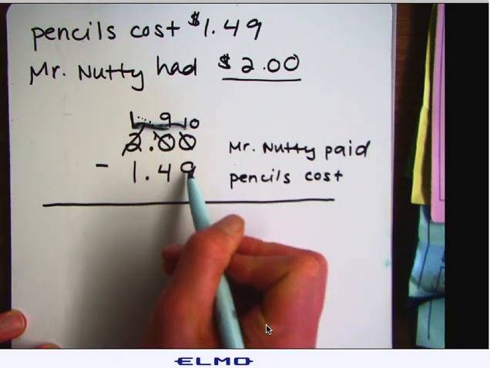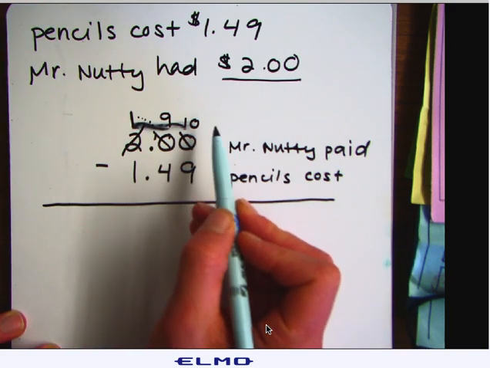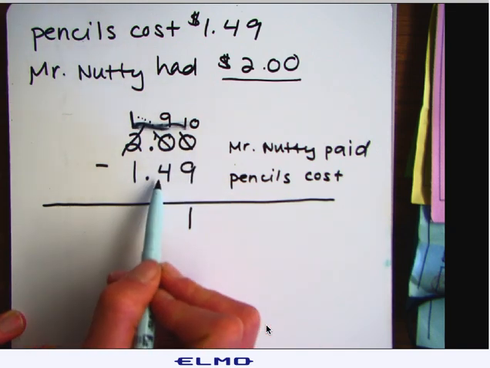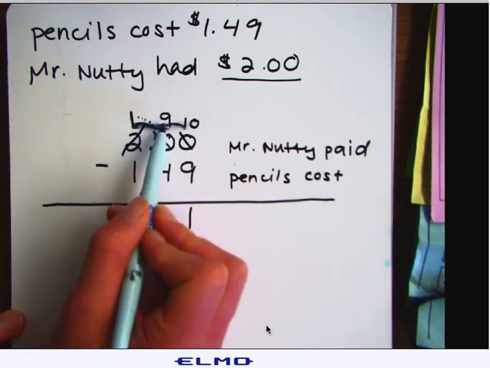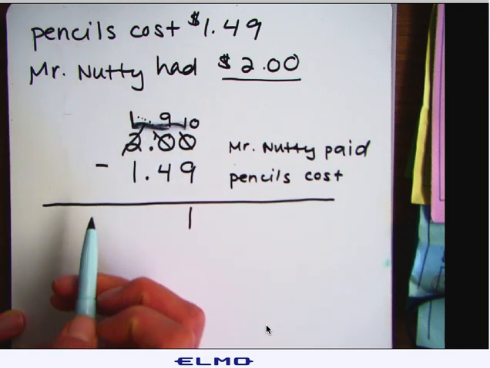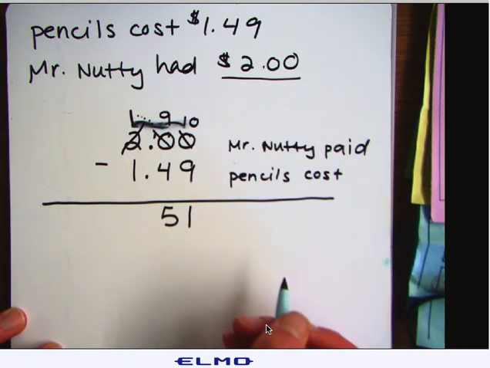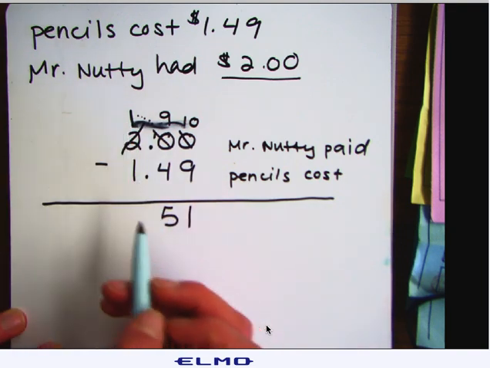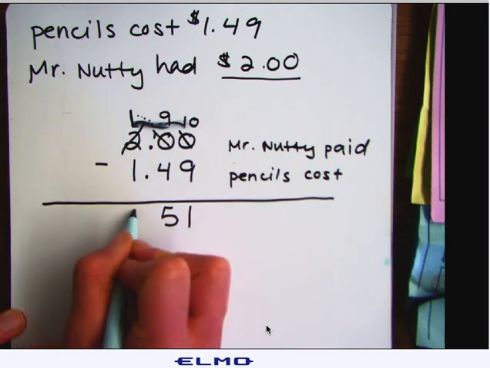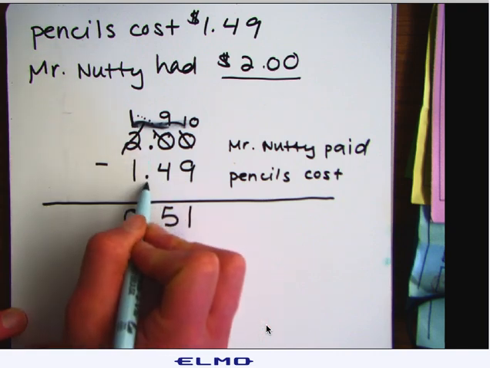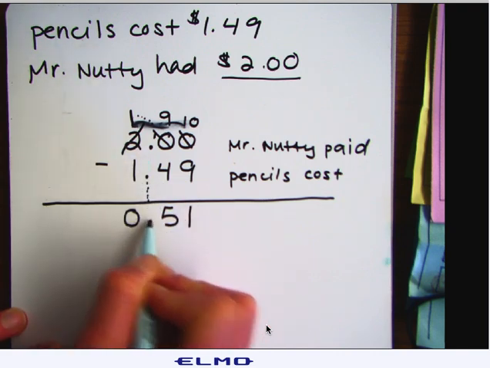Can you take 9 cookies from 10 cookies? You bet you can. So 10 minus 9 would be 1. Can you take 4 cookies from 9 cookies? You bet. 9 minus 4 would be 5. And 1 cookie from 1 cookie, or 1 minus 1, would be 0. Okay? So when you do subtraction or addition with decimals, you just bring the decimal straight down.